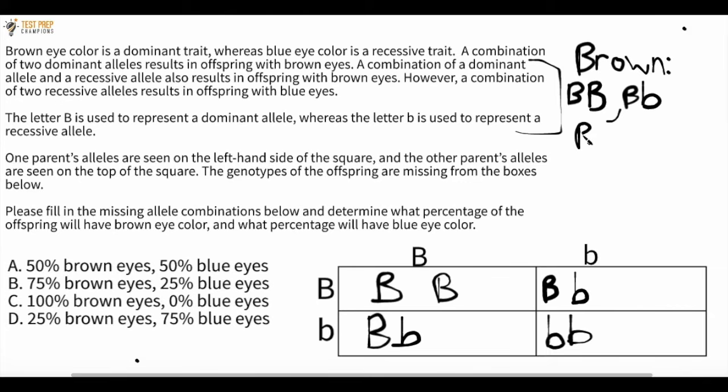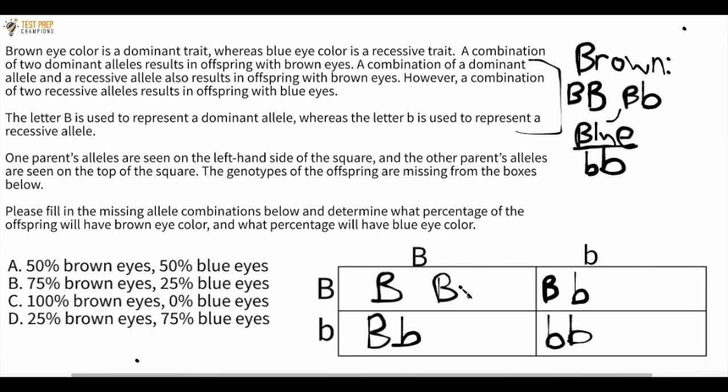So what about blue eyes? For blue eyes, it tells us up here, a combination of two recessive alleles results in offspring with blue eyes. The recessive allele is represented by the little b. So if the offspring has the combination of little b, little b, that is going to represent blue eyes. Okay, so let's count up what we have down here.